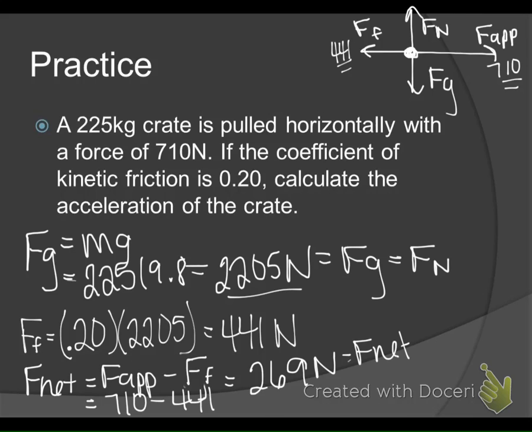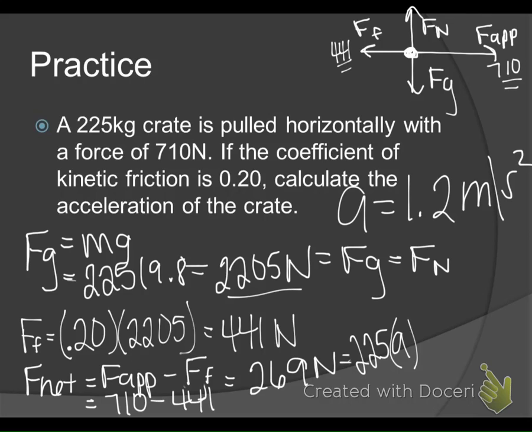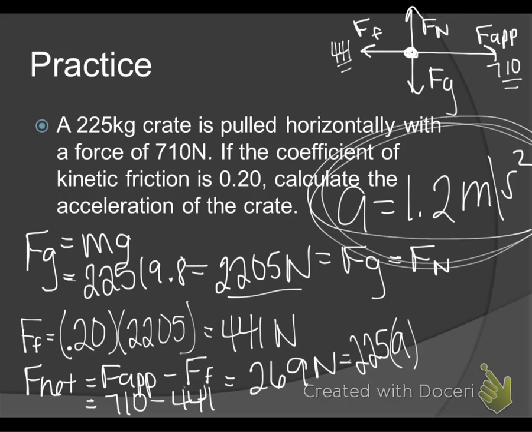So we can do a substitution there to make it mass times acceleration. And we know that our mass equals 225. Acceleration equals 1.2. And what's our units? Meters per second squared. Good. Since we're solving for acceleration, it's meters per second squared. Excellent.